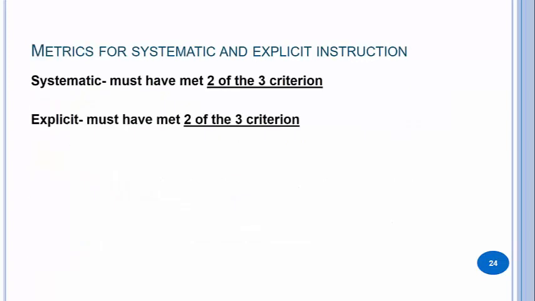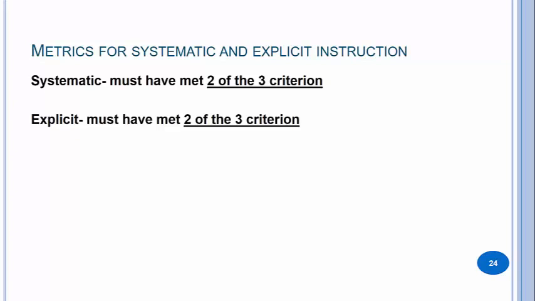So in the area of systematic, they had to meet 2 out of 3 of the criteria. In the area of explicit, they had to meet 2 out of the 3 criteria in order to meet that area of the rubric and be marked as met. The idea of each of these specific areas is, did they meet or did they not meet, so that when someone's going to purchase this as a tool, they know what they're getting, right? That was the whole idea of this review process.